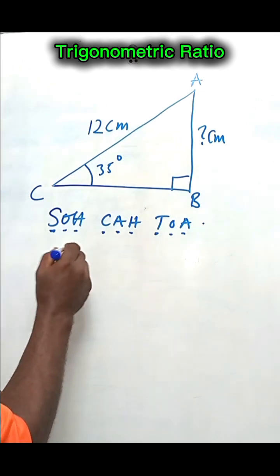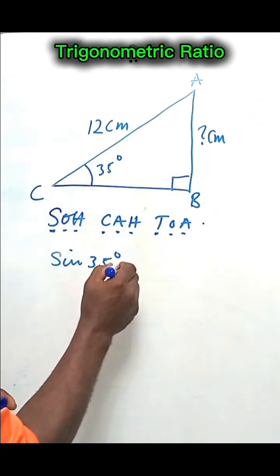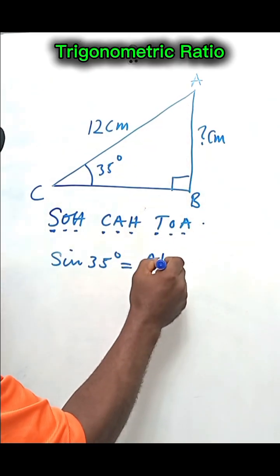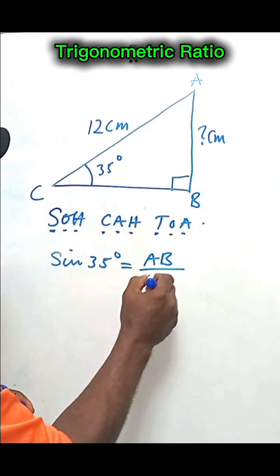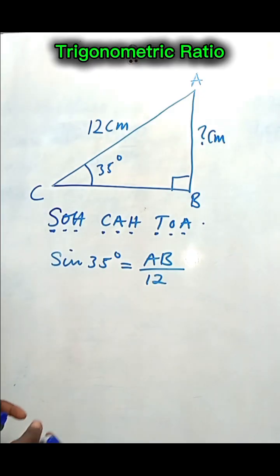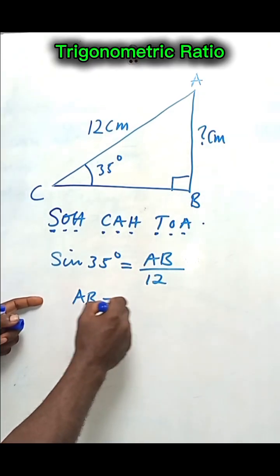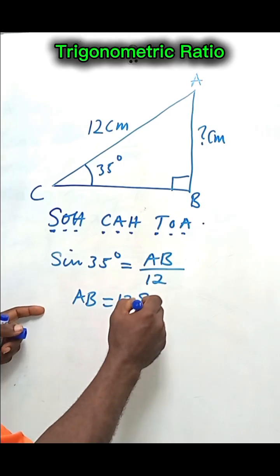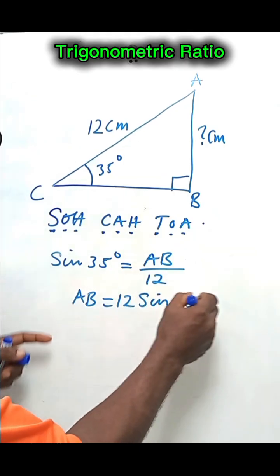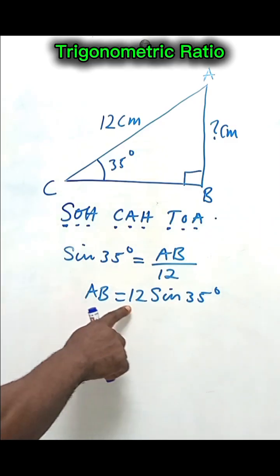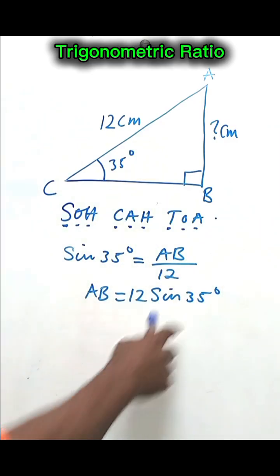sine 35 degrees is equal to AB all over 12. And this is the same thing as AB is equal to 12 sine 35 degrees.